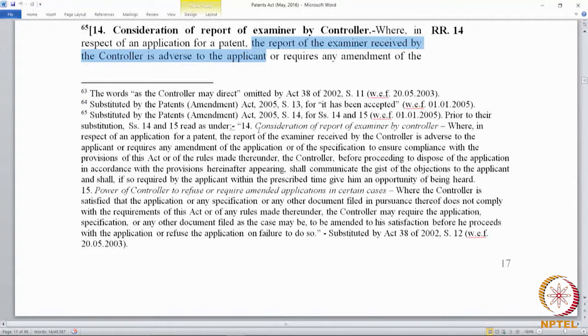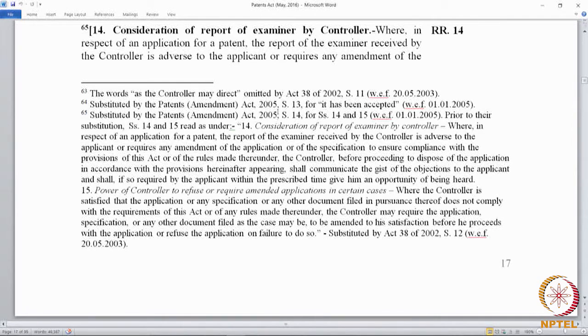If the report received by the controller is perfectly fine, there is nothing adverse to the applicant and it most likely would result in a grant, then the situation mentioned in section 14 does not apply. Section 14 kicks in only when the report of the examiner received by the controller is adverse to the applicant or requires any amendment. So, amendment is again an indication that something is not perfect. An adverse report is again an indication that something is not perfect. So, section 14 triggers in instances where the application is not in perfect order.